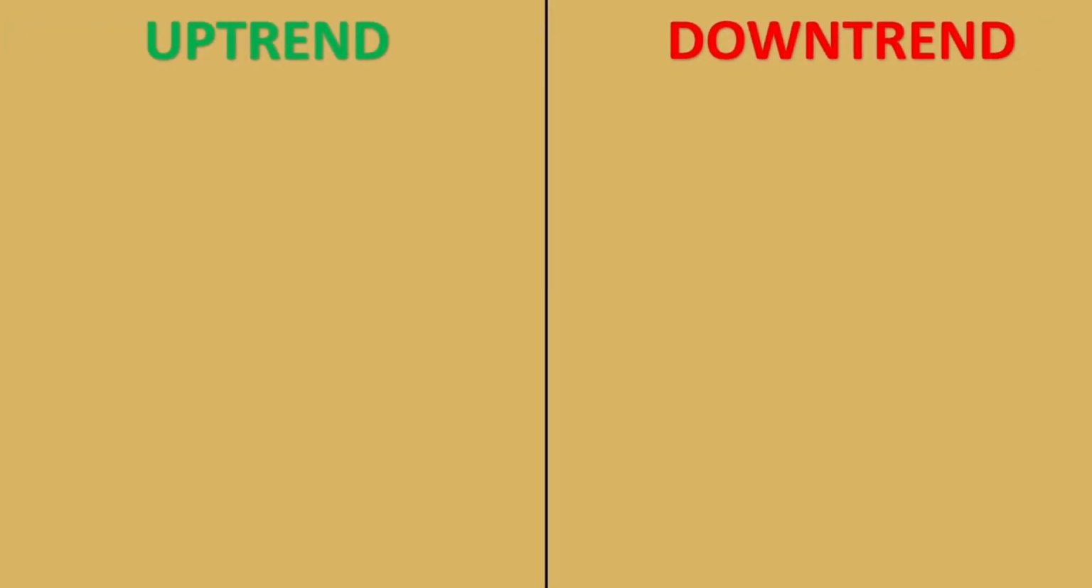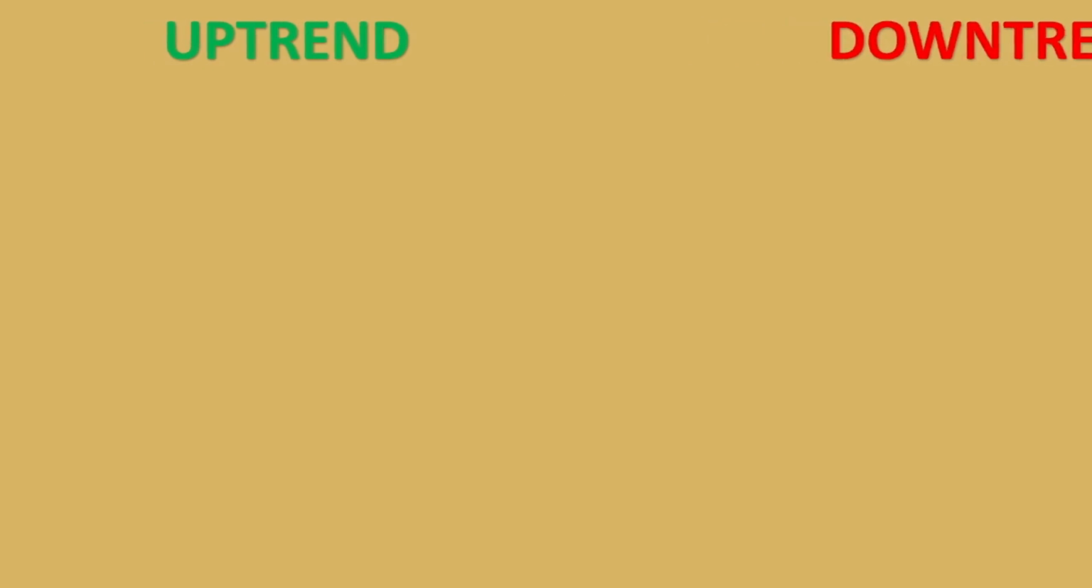There are 2 types of trend lines. One is uptrend line and another is downtrend line. Let's talk about uptrend line.